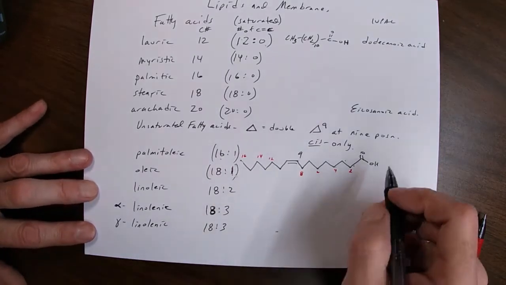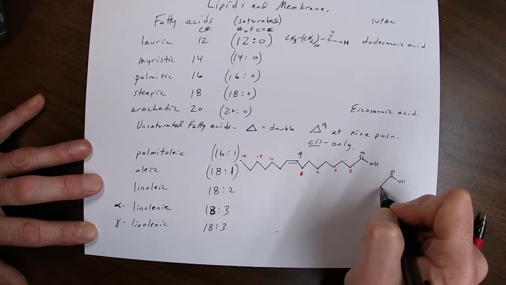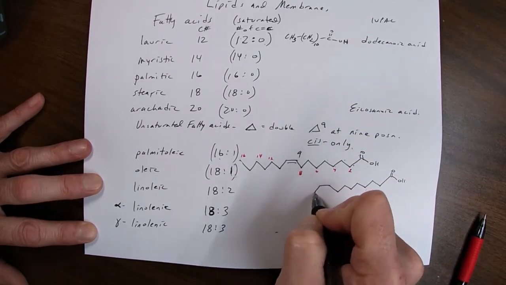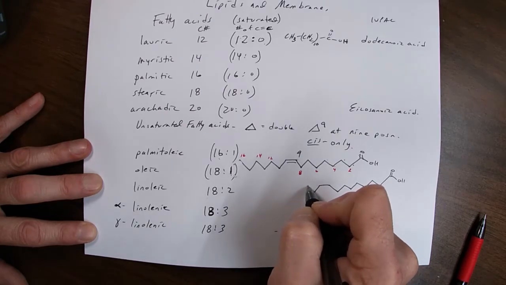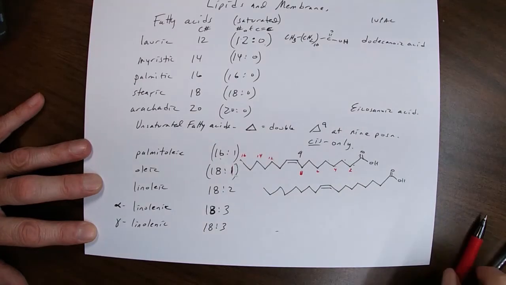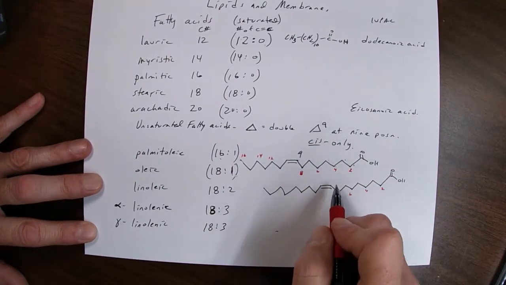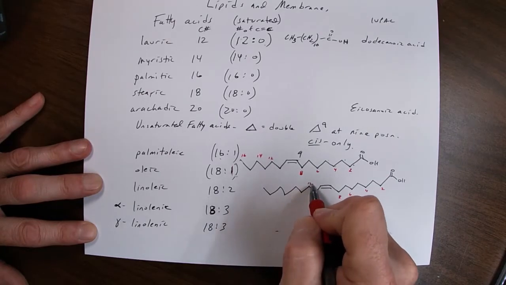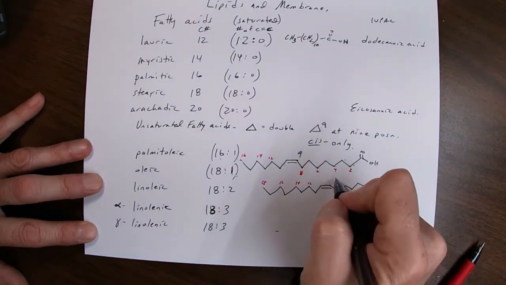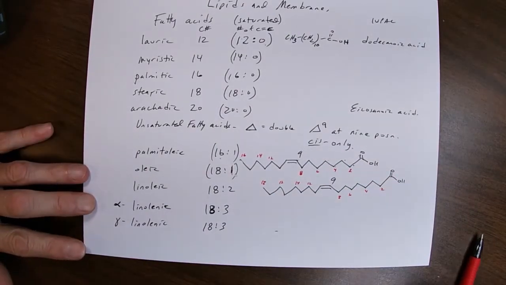Okay, so let me do oleic. I would just add 2 more carbons, right? You get the idea. 2, 4, 6, 8, 9, 10, 11, 12, 14, 16, 18. So again, count 2, 4, 6, 8, 9, 10, 11, 12, 14, 16, 18. Again, the double bond is at the 9 position. Okay, so that's your oleic.